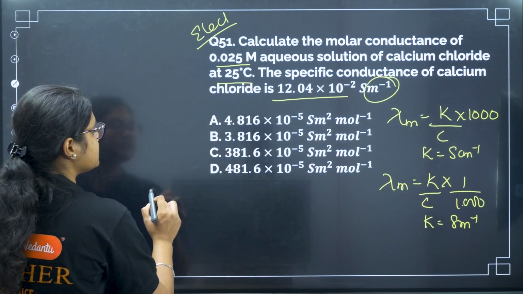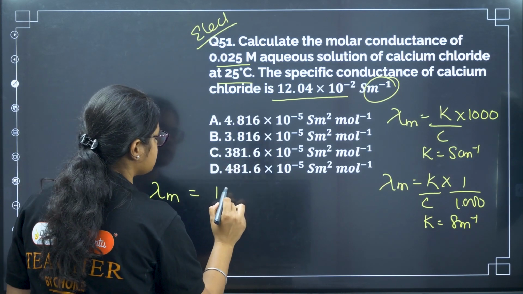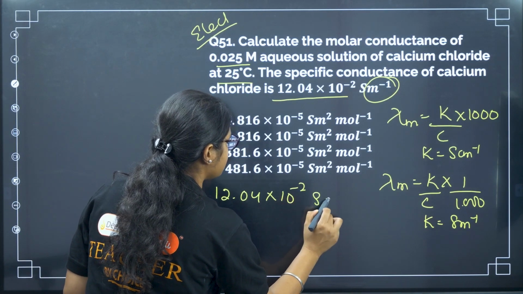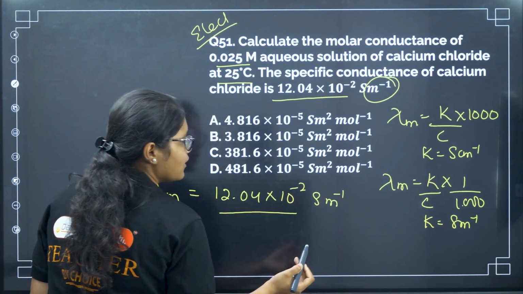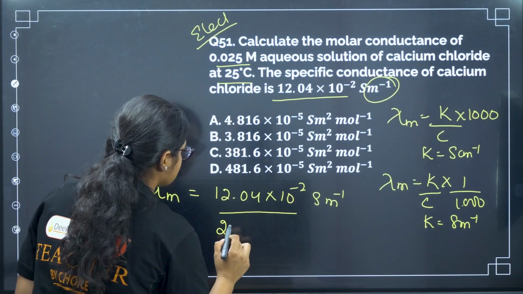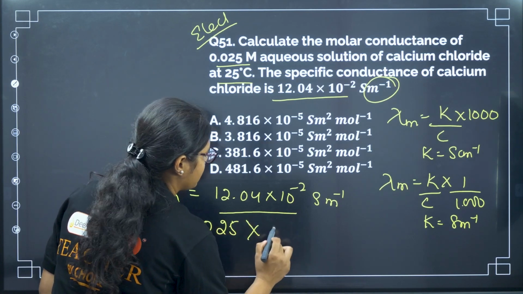So the question is to calculate molar conductance. The specific conductance value is 12.04 into 10 to the power of minus 2 S meter inverse. Then the concentration value I can write as 0.025, and then 10 to the power of 3.